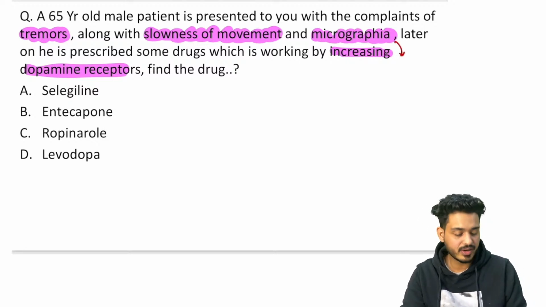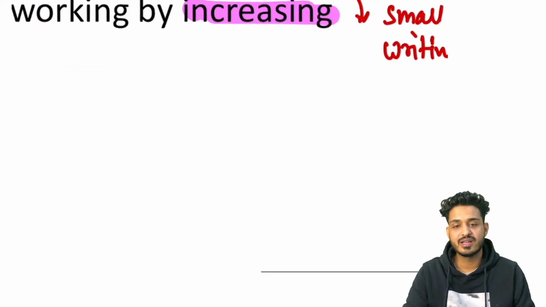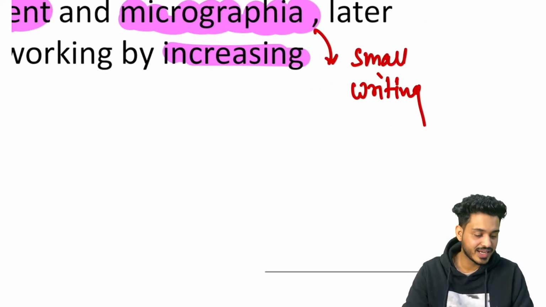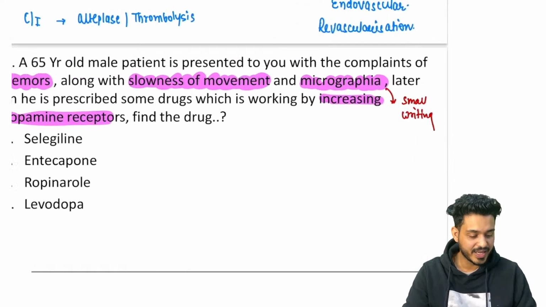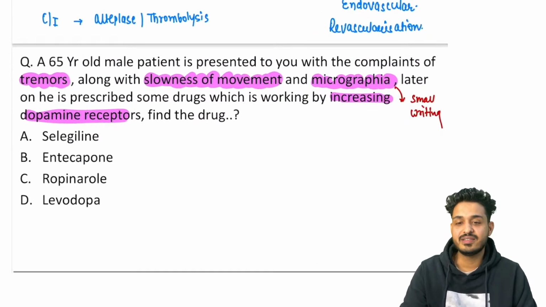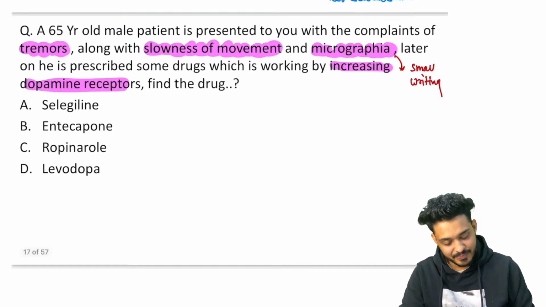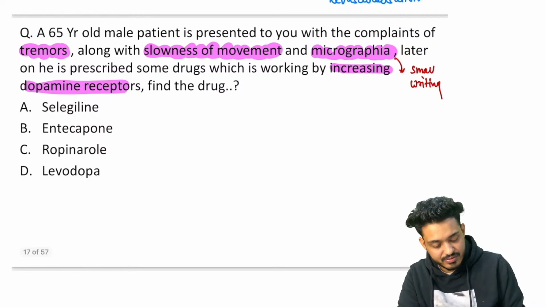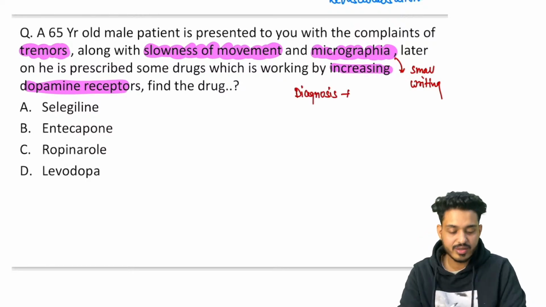Micrographia मतलब क्या हो गया? Handwriting क्या हो गई? छोटी हो गई, small writing. That is going to be your micrographia. कुछ लोगों को दिख नहीं रहा, they will be thinking like that. Okay, that is your micrographia, है ना? Okay, so we are having this micrographia, and the diagnosis in this particular case, what do you think? What is your diagnosis?